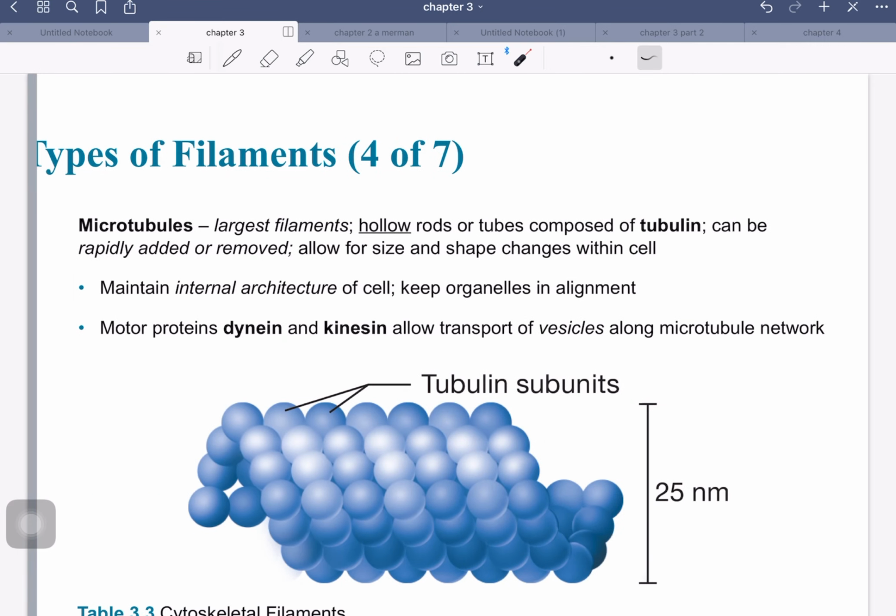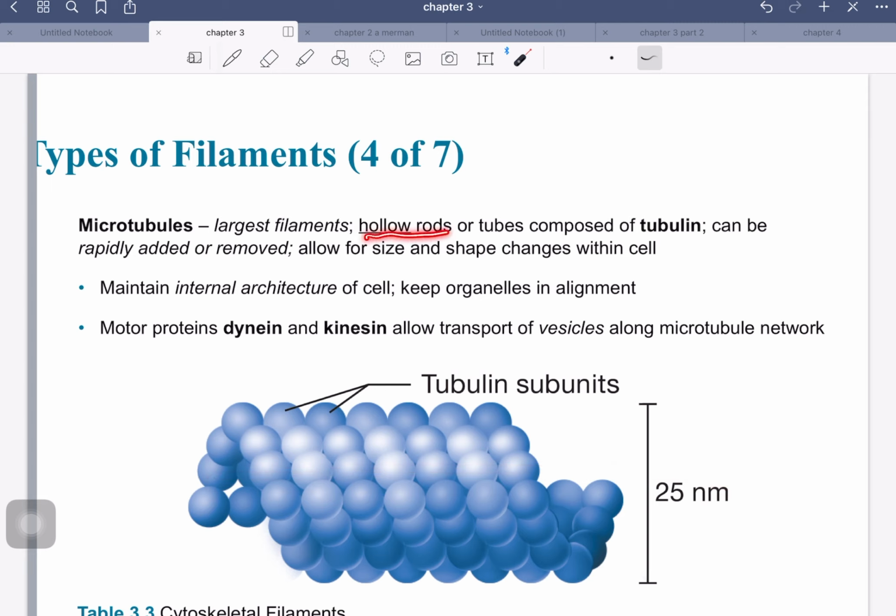So let's talk about another group, which are the microtubules. They're the largest, and if you notice that it's made of subunits, but the subunits spiral around, and as a result, we end up, and this is sort of looking at the end, you can see that we actually end up with a center. So it's almost like a tube-like structure.